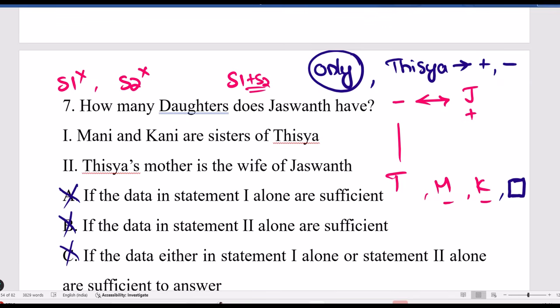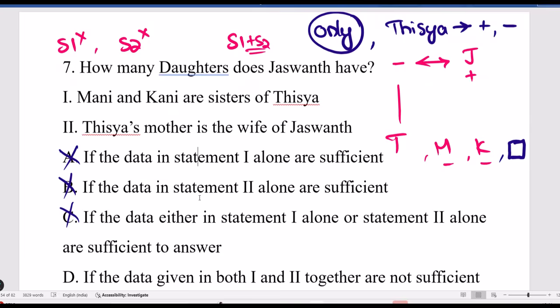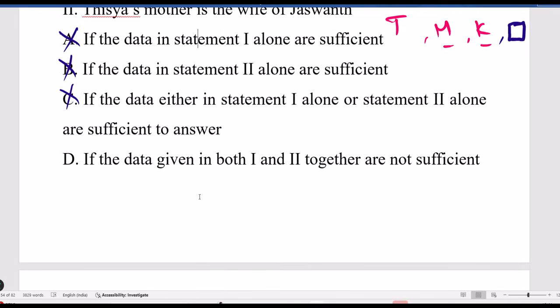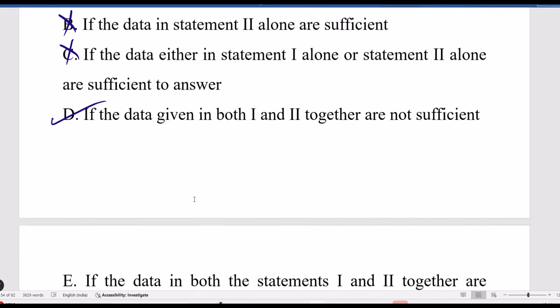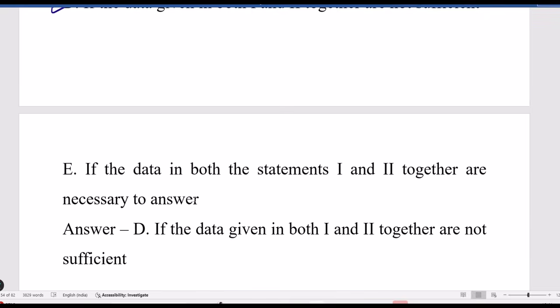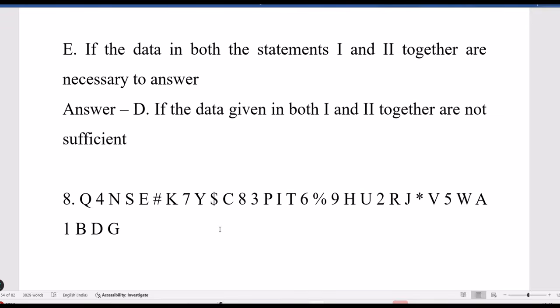How many daughters does Jashwant have? If we take Tisya as female, and Mani and Kani are the only sisters of Tisya, then I may think of that. But I am going with not sufficient together also. Whatever key I had given here, let it be, but I'll go with not sufficient only. That's what I am going with, put together not sufficient.